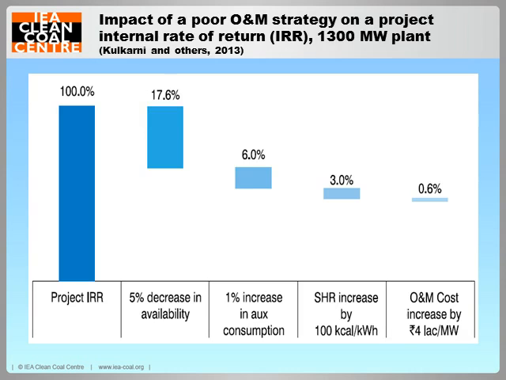As you know, the internal rate of return can be defined as the rate of return that makes the net present value of all cash flows equal to zero. This figure shows that a 5% decrease in availability can reduce project returns by over 17%, and a 1% increase in auxiliary power consumption can potentially reduce a project's rate of return by 6%. In a worst-case scenario, poor operational maintenance can lead to more than 27% reduction in a project's return.